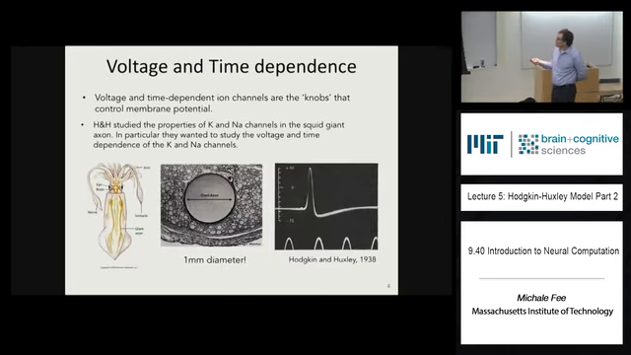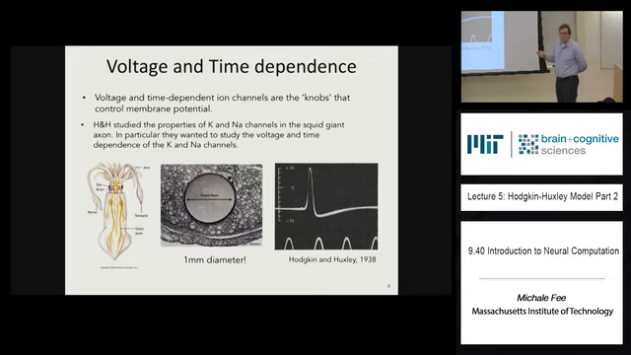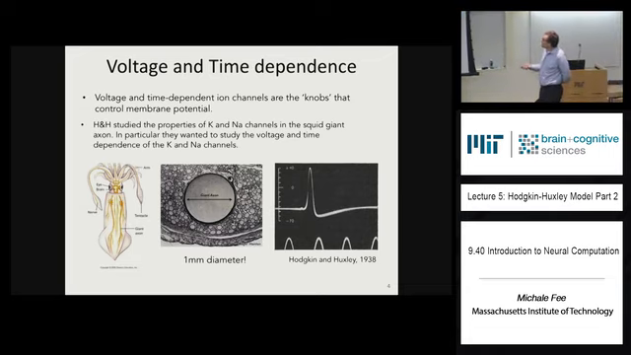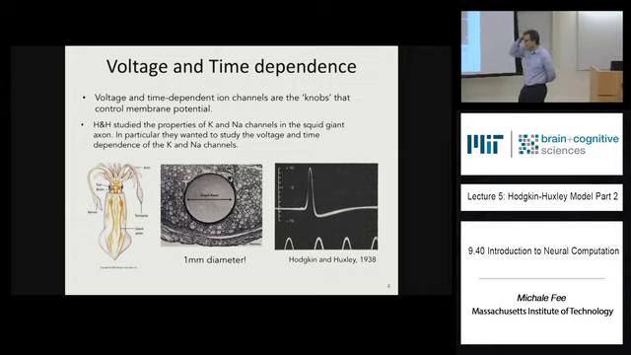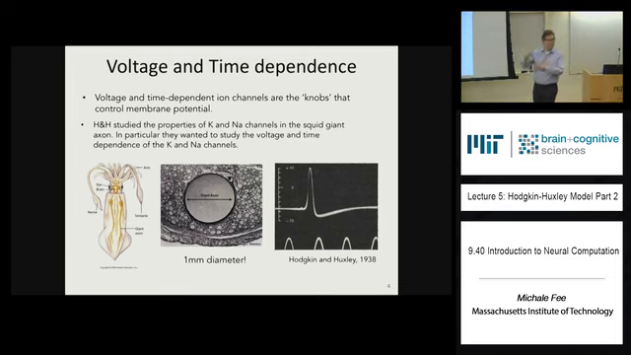So last time we described a set of experiments that were done by Hodgkin and Huxley to study the voltage and time dependence of these conductances in the squid giant axon. And as you remember, this axon is very large. It's 1 millimeter in diameter, which makes it very easy to put wires into it and change the voltage and measure the currents and so on.